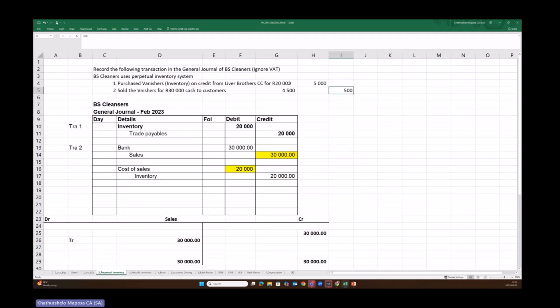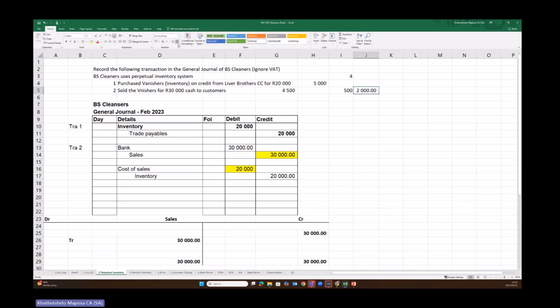Remember, there were 20,000. 20,000 divided by 5,000. I think it should be 40 or something like that. Divided by 5,000, it's 4 rands. It means I bought them for 4 rands each. Now I'm left with 500. What is the value of these 500 items? It's 500 times 4. I used the first in, first out method, which is what we most of the time use. So the value of your inventory at the end of the period is going to be 2,000.